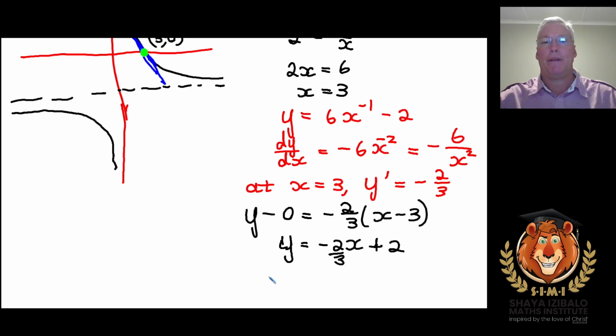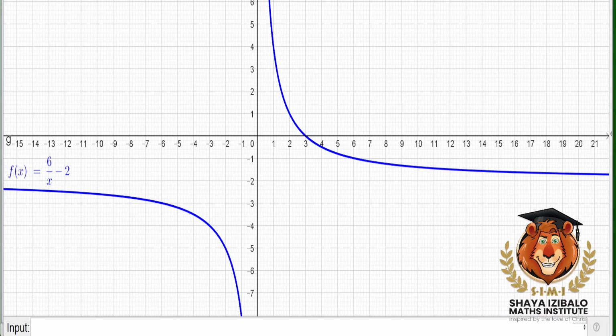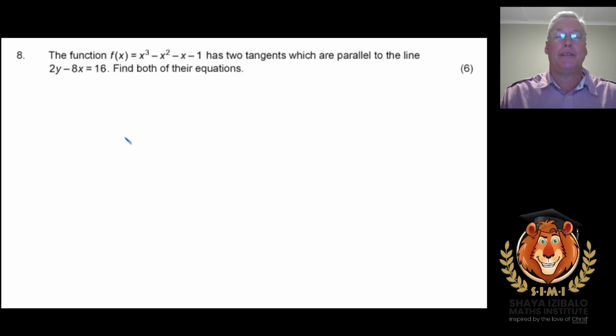Just to show you, let's check that out. If I type that in, y equals negative 2x over 3 plus 2, there we can see the tangent line at the x-intercept. Okay, this next question: this function has two tangents which are parallel to this line. Find both of their equations.